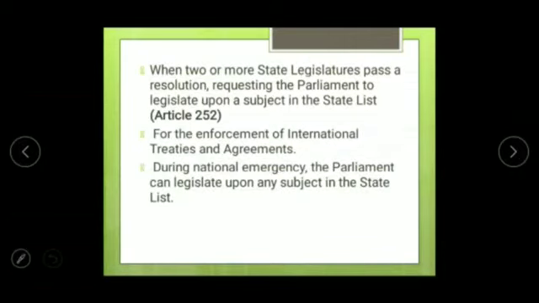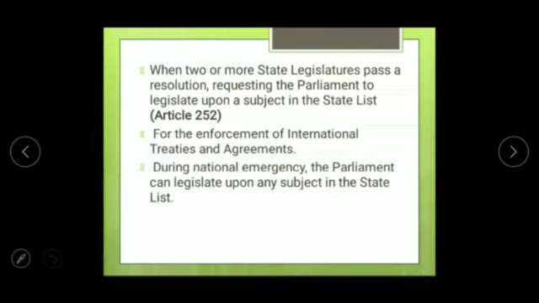Then for the enforcement of international treaties and agreements. In the second point, there have been laws made using this provision of Article 252, like the Wildlife Protection Act 1972 and the Urban Land Ceiling and Regulation Act. Then for the enforcement of international treaty and agreement, this provision enables the central government to fulfil its international obligation, given under Article 253. Like the Lokpal and Lokayukta Bill 2011, it was introduced in Parliament through the provision of this particular article.